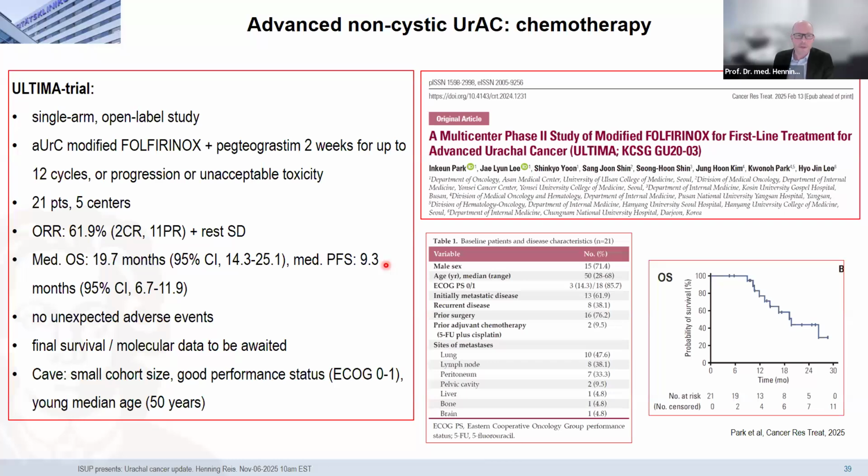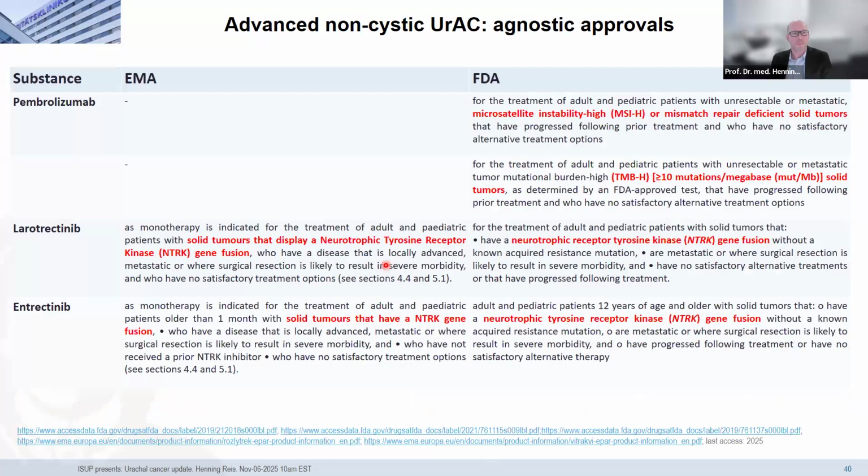The caveat here is that the final survival data has to be awaited. Also, the molecular data has not been published. Of course, it's a small cohort. That's always the case in urachal cancer. Patients had a good ECOG status from 0 to 1, and the median age was very young. So these are not elderly patients, and we have to be careful to transfer these data to elderly patients. But it's the first prospective data, and this is, I think, a very important thing.